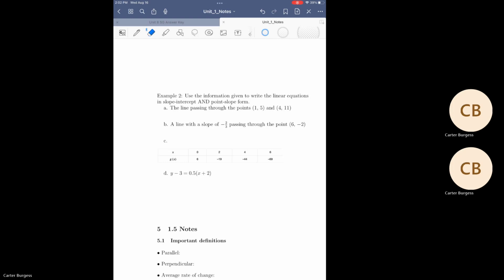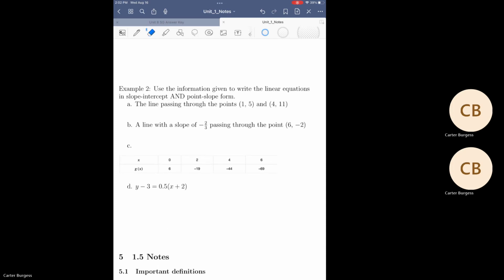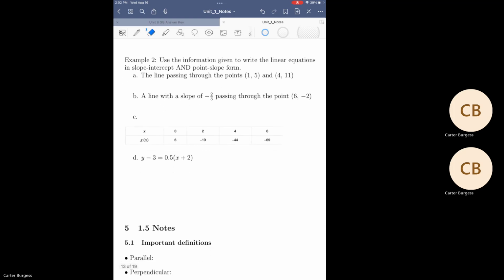All right. So looking at A is like the bread and butter kind of baseline of what you should expect to be given at this level. This is like the least amount of information I could possibly give you to try to find a line. In this case, we have a line that is passing through 2 points, 1, 5, and 4, 11. What is the only piece of information that we're really missing here, though, in order to write the equation to our line?